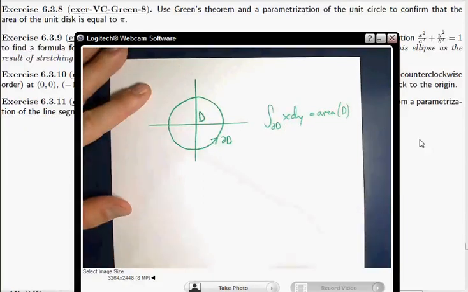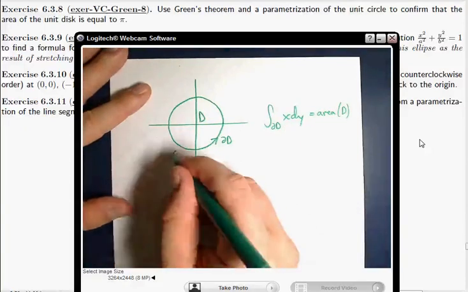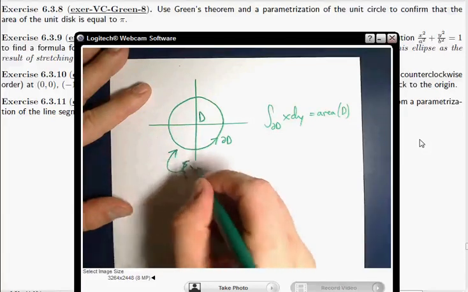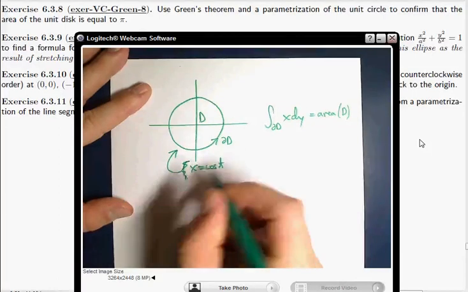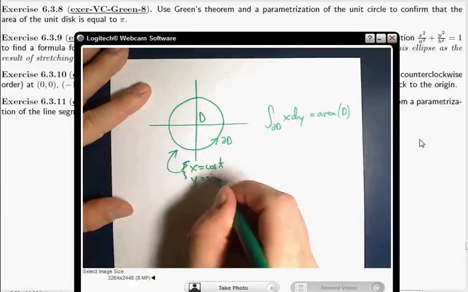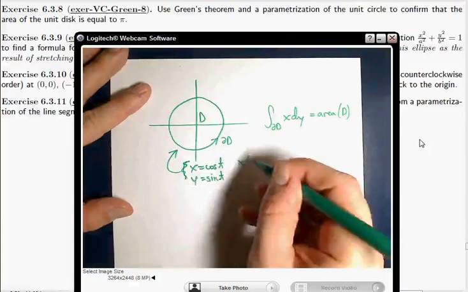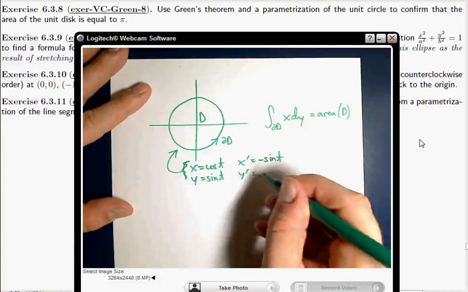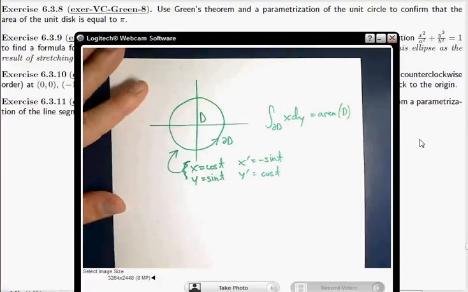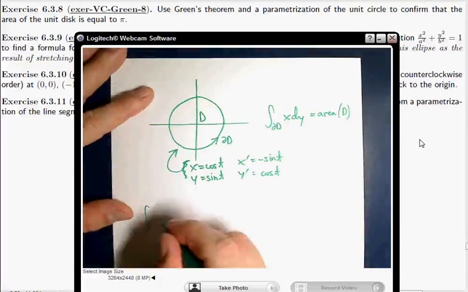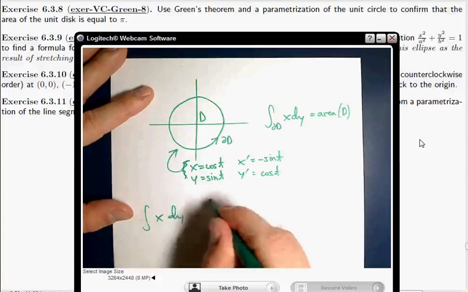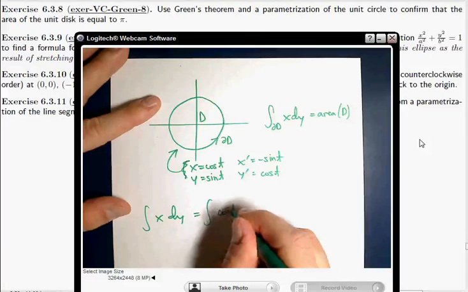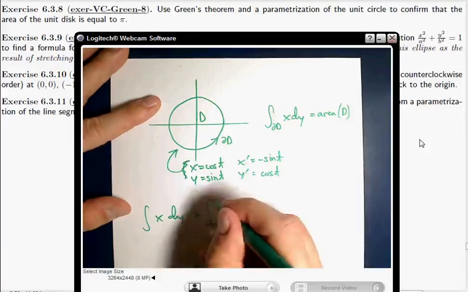So we need to parameterize this curve. And, well, it's the unit circle, so I'm going to parameterize it like this. Let me write x equals cosine t and y equals sine t. So, of course, x prime is negative sine t and y prime is cosine t. And the integral of x dy then becomes, this is just a matter of writing down what it is. x is cosine t. Oh, by the way, t goes from 0 to 2 pi.